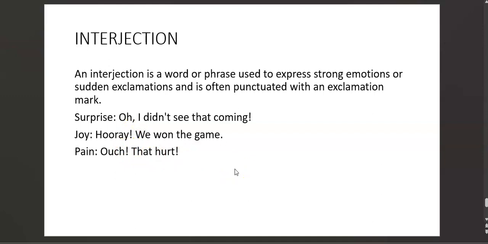Mostly interjections just show how someone is feeling, or what you're feeling at the moment. I hope this lesson has been a good lesson for all of you. I have looked at various parts of speech, and I have tried to make you understand what each one of them means, and I hope this is useful and will help you as you continue studying.